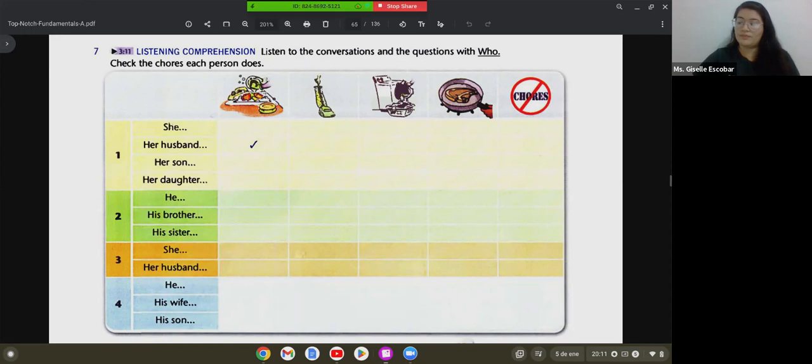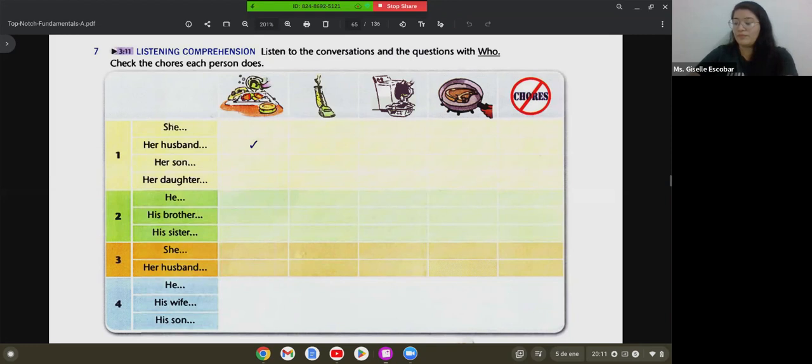Conversation 3. Who usually does the chores? You or your husband? Me. I do everything. Really? I get up. He doesn't. I make breakfast. I do the laundry. Really? And in the evening, I come home, I make dinner, and he watches TV.